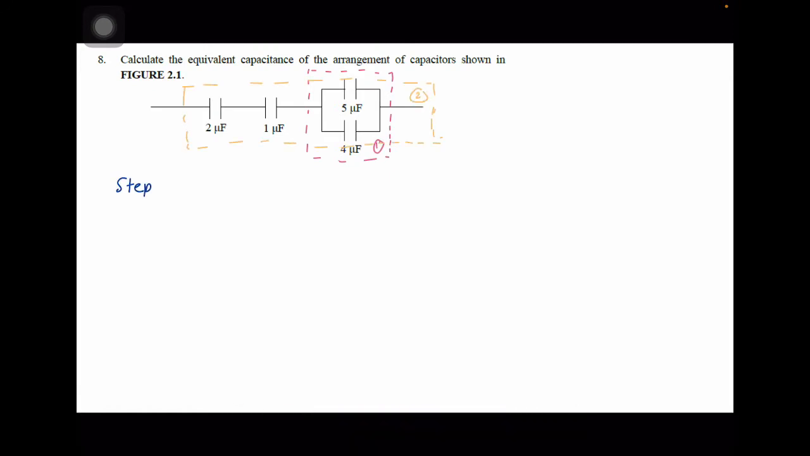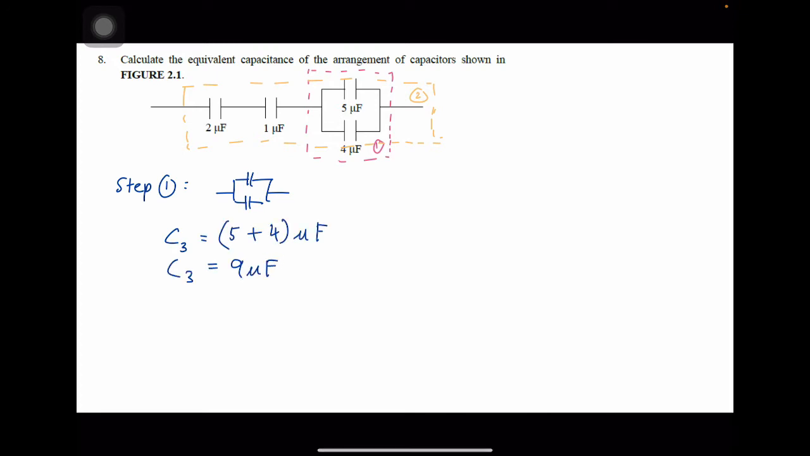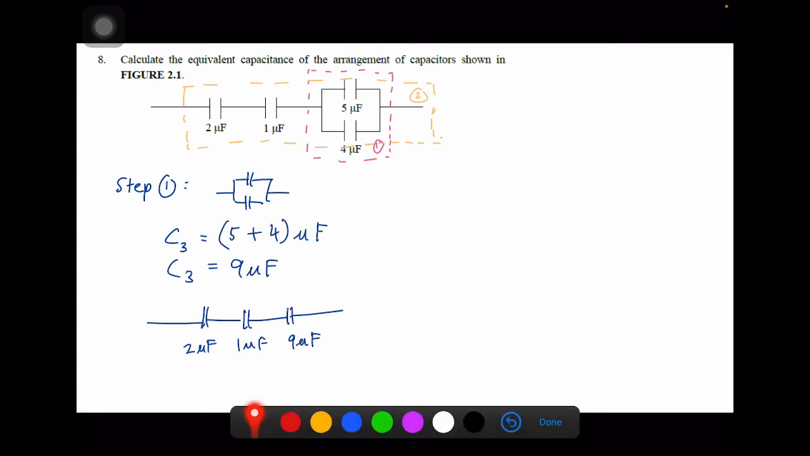So step 1 is basically 5 and 4, because that one is just a parallel. This is the first step. Because this one is just a parallel, I can simply add. I got 9 microfarad.